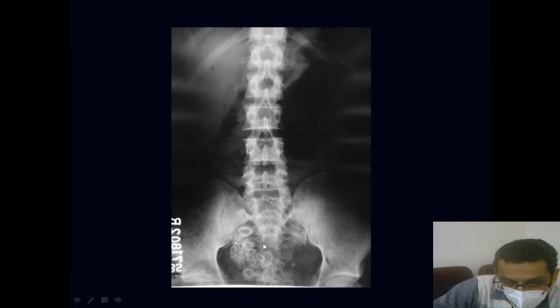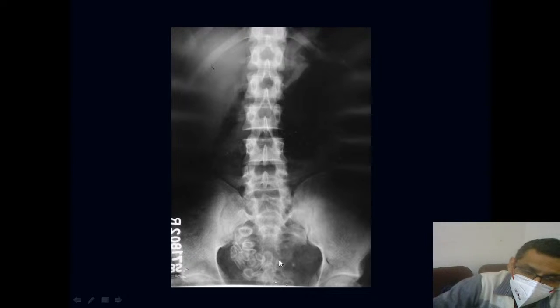Okay. Now in this particular example, there appear to be multiple calculi seen in the pelvis, right? Are they in the ureter? No, they cannot be. The ureter cannot be this much dilated. Can they be in the urinary bladder? Yes, they can be in the urinary bladder. But again, the shape is slightly bizarre, not exactly the shape of the urinary bladder. These were actually within the rectum. What are these?